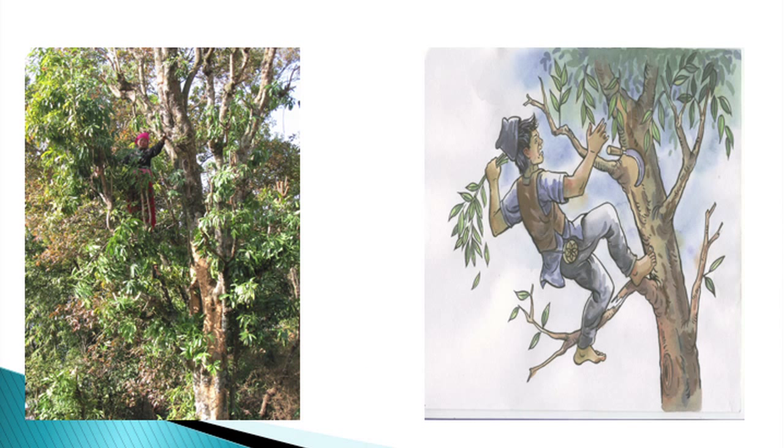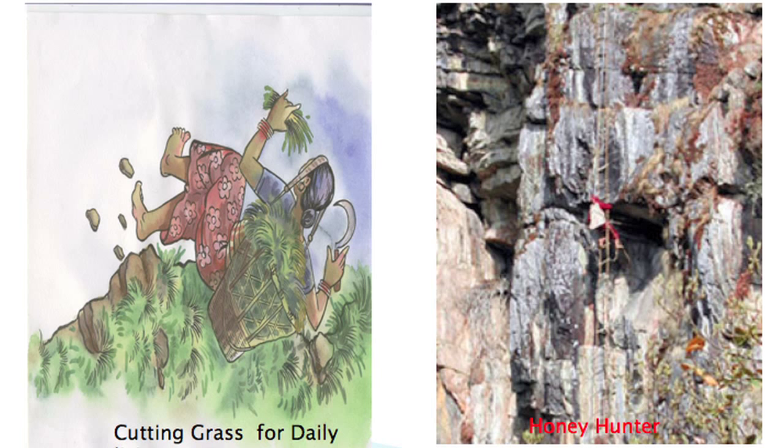In these two pictures, one you can see the animation and the other is the real picture, where people from villages, mostly in the countryside, have to climb up trees to get fodder on a daily basis. So most of the people who get injured from falls are from the countryside, because this is their daily course and they have to continue it. In the first picture, you can see cutting grass for the daily course. Another one is the honey hunter, where people climb up rocks to get honey. During this process also, people get injured.